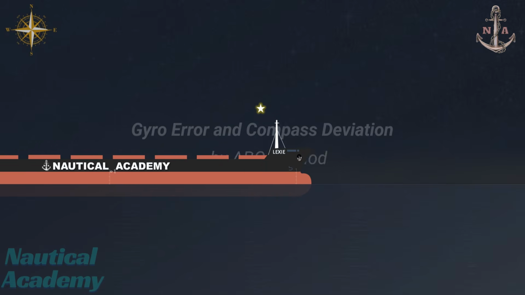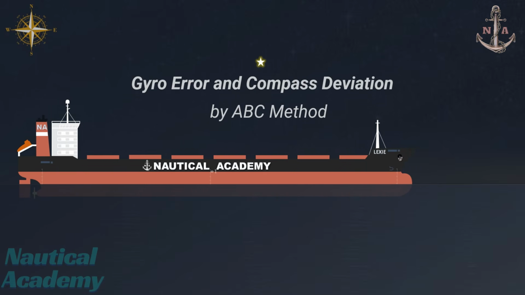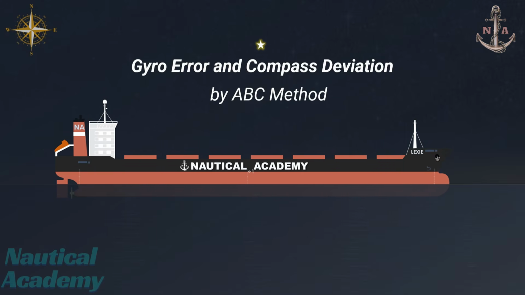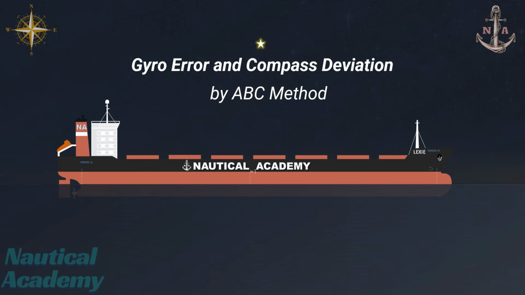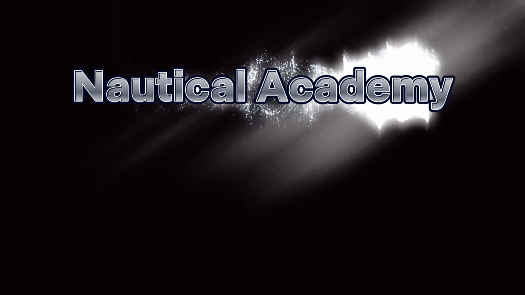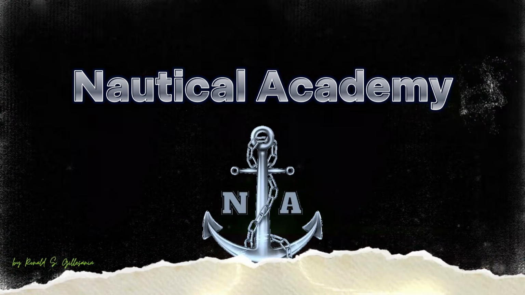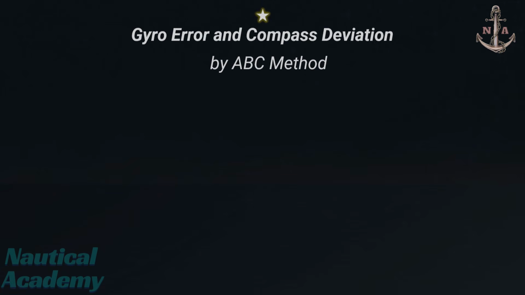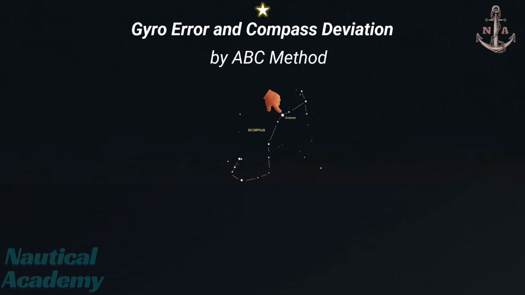In this video, we'll demonstrate how to determine the ship's gyro error and compass deviation for the ship's heading using a celestial body, a star, through the ABC method. In this example, we will use the star Antares as our celestial body to determine the ship's gyro error and the compass deviation for the ship's heading.